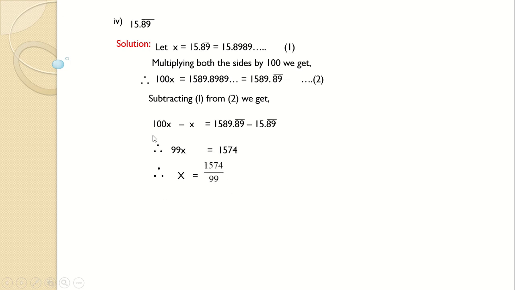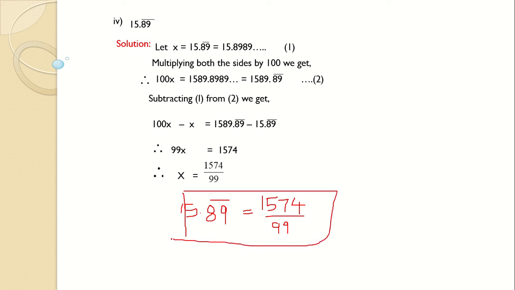Here only I have not shown the final answer. As I have told you earlier, in every step you are supposed to show the final answer. X is what? X is 15.89 bar is equal to 1574 upon 99. And just put that in the box.